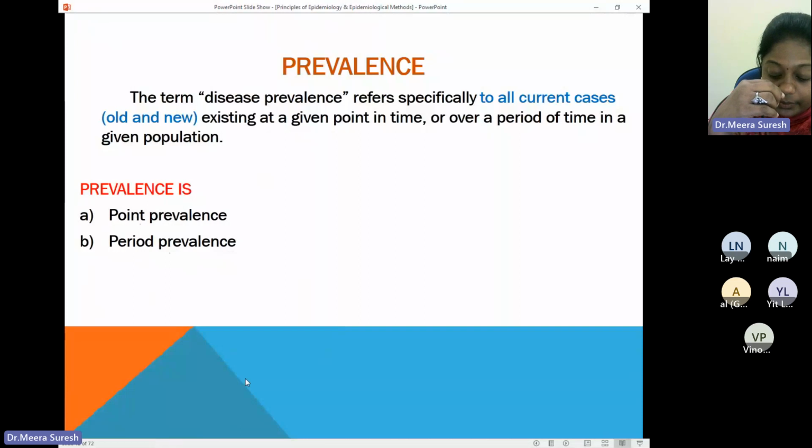Even now I ask you, what is the prevalence of tuberculosis now? You can say a number. But if I ask you, what is the incidence today of tuberculosis? There may not be a number. So always remember that.